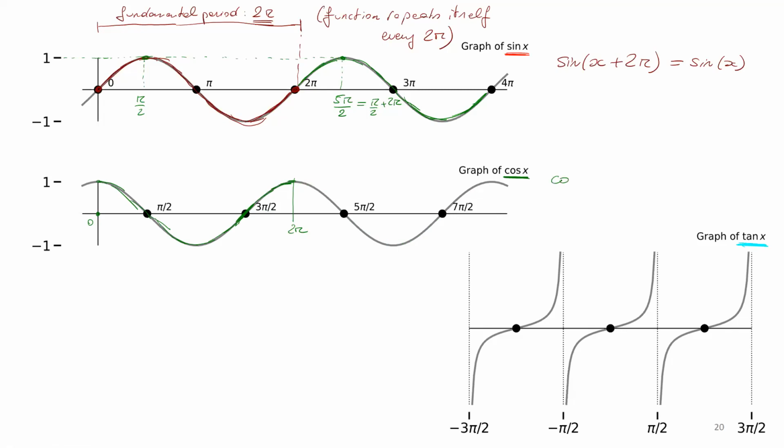So this is also a consequence of the fact that cosine of x plus 2 pi is just cosine of x. You can always add or subtract multiples of 2 pi and you don't change the cosine. So here again, we say that the fundamental period is 2 pi.